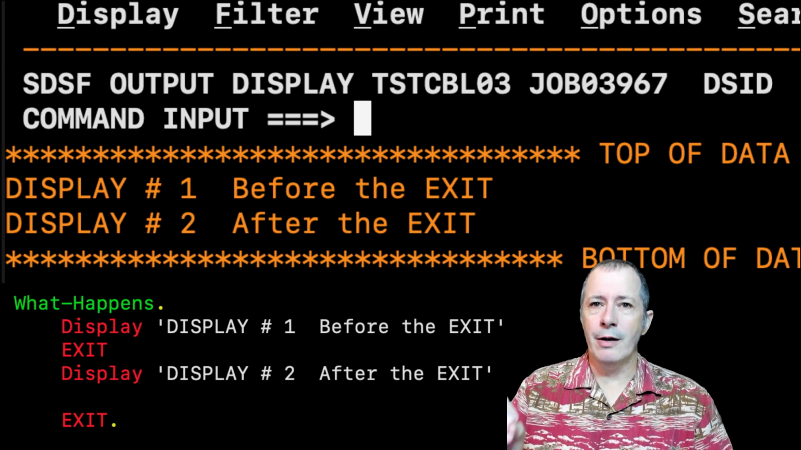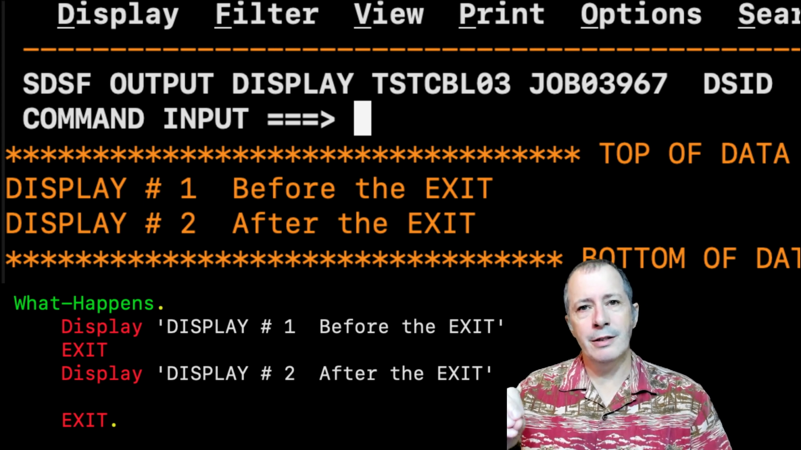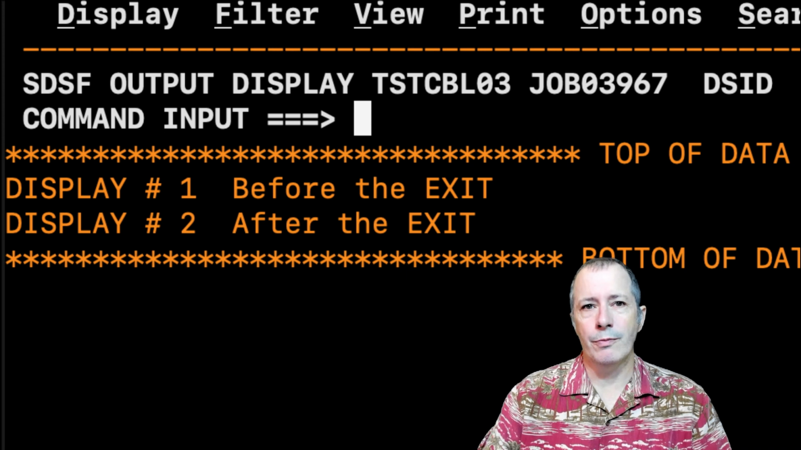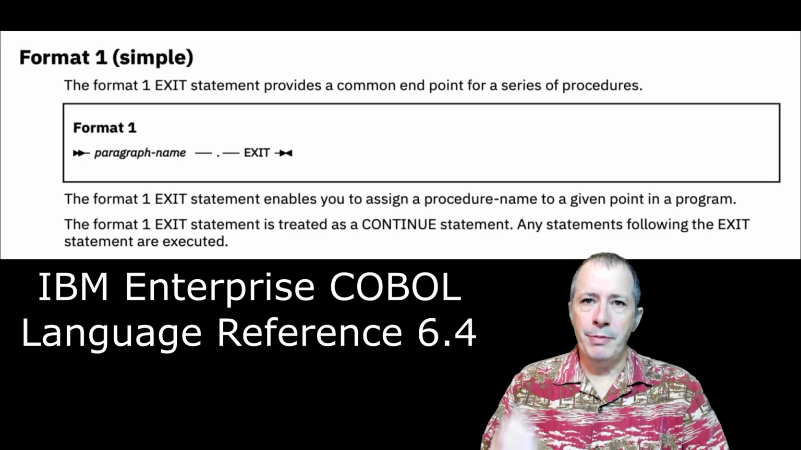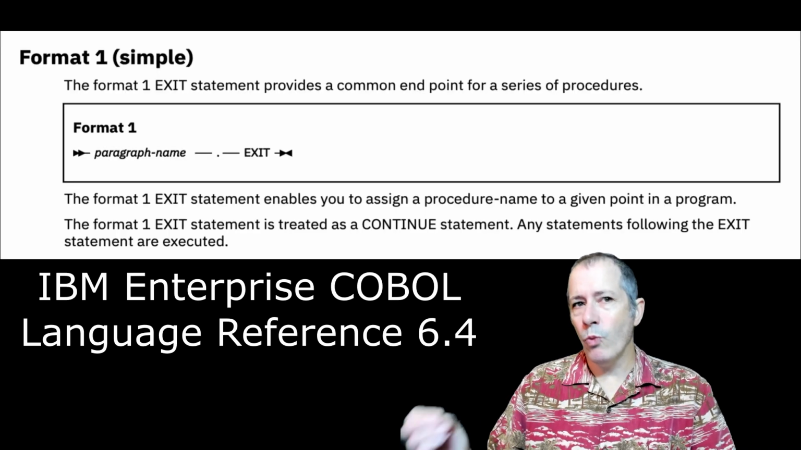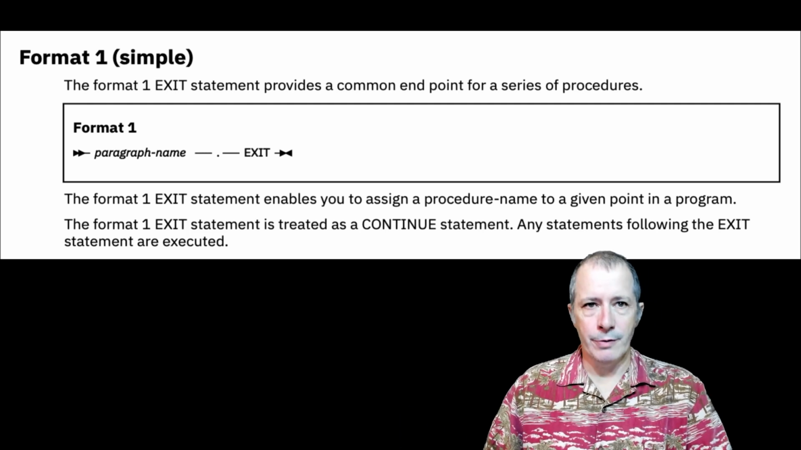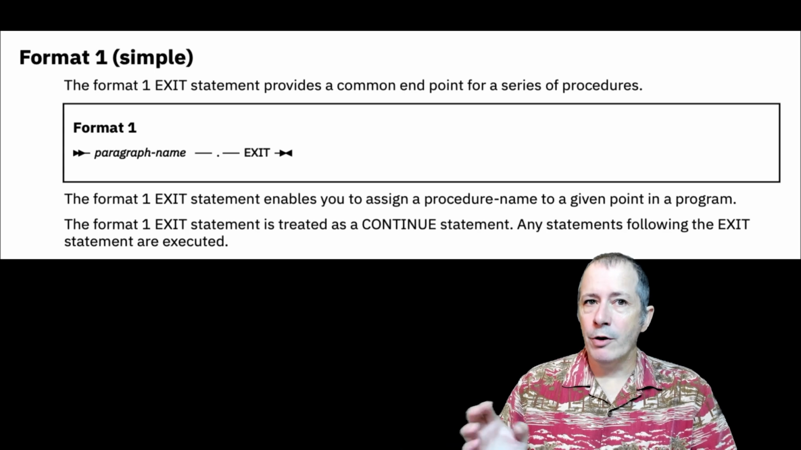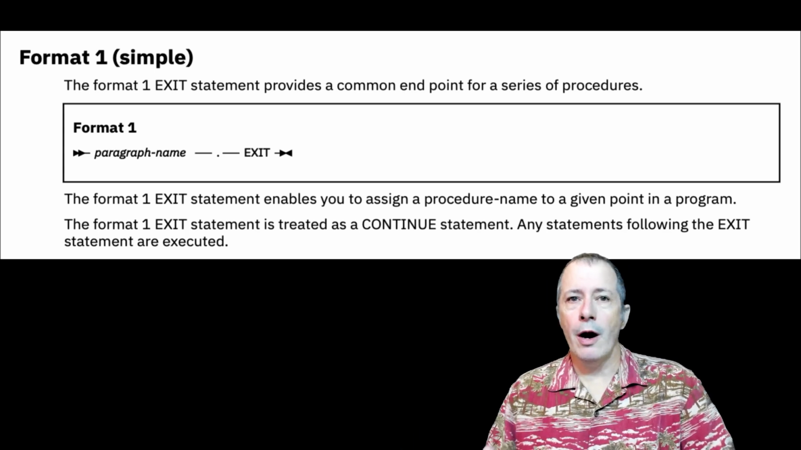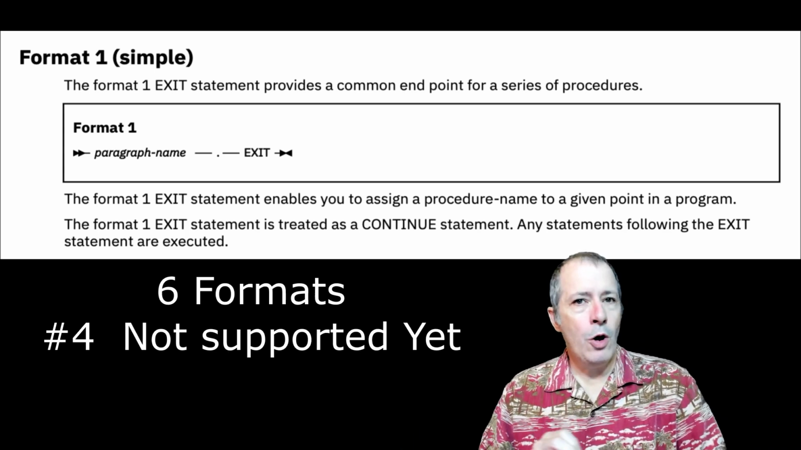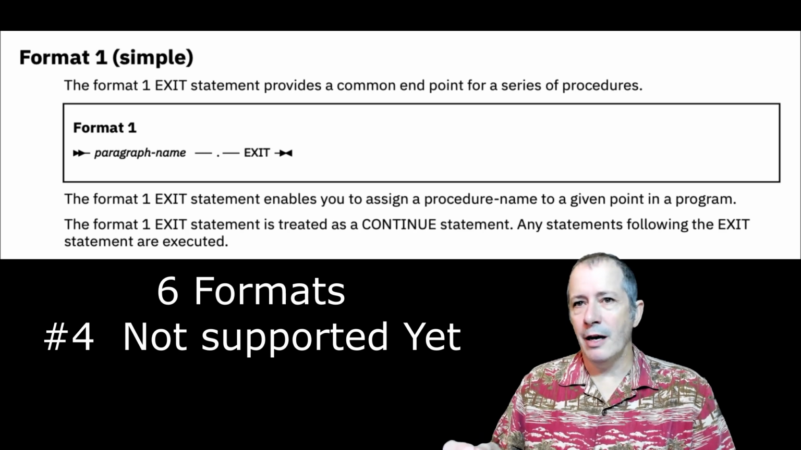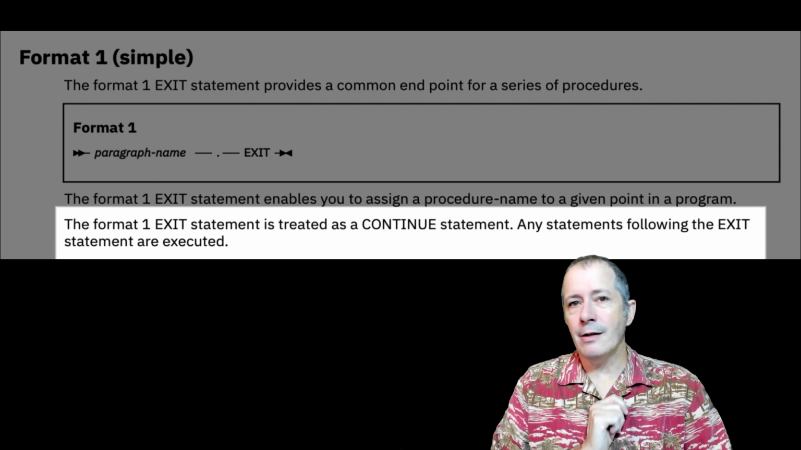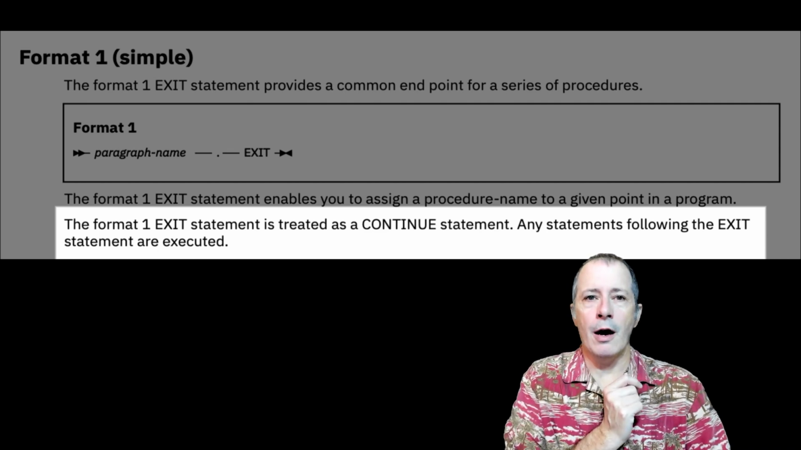To better understand what the compiler does when it sees exit, we need to look at the reference manual. The exit plus period is the format 1 or the simple version. FYI, this is the only format for COBOL 4.2 and prior. In COBOL 5 and 6, the exit statement now has multiple formats. That last line is the important line.